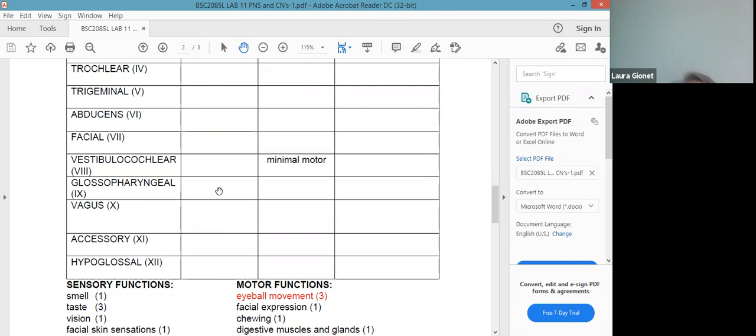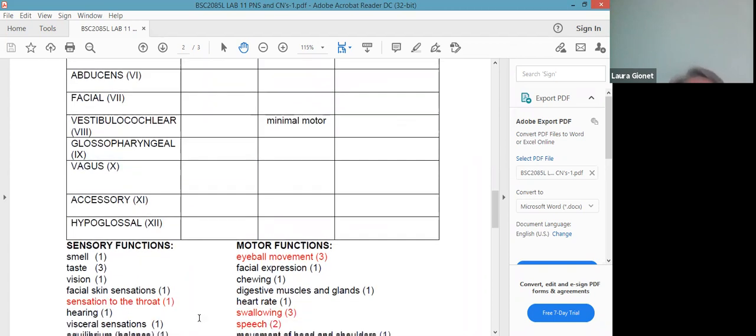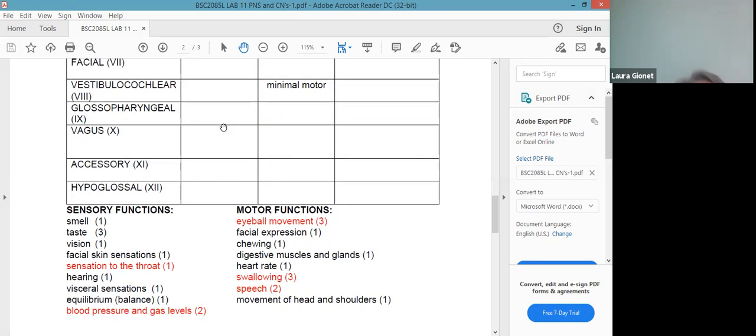It also conveys sensory information about blood pressure and blood gas levels, or on the bottom of the sensory function, it says blood pressure and gas levels in red. You use it twice. That's one of them. And it would be good to know, especially for lecture, that glossopharyngeal conveys that sense from your carotid arteries in the neck, not far from your Adam's apple. And it also conveys, in red there, the sensation of the throat.